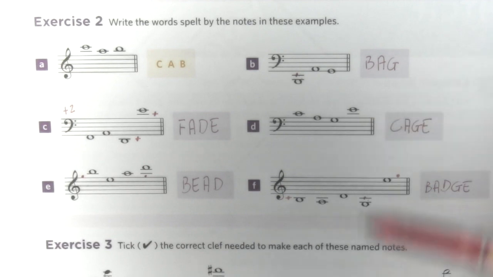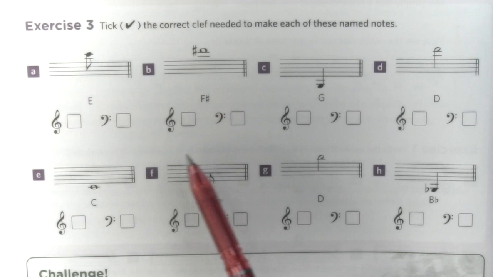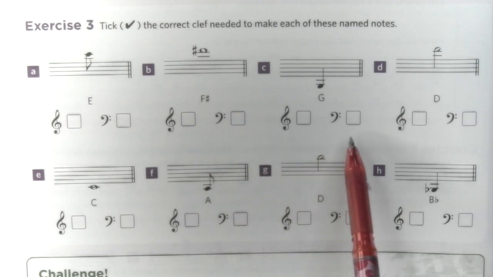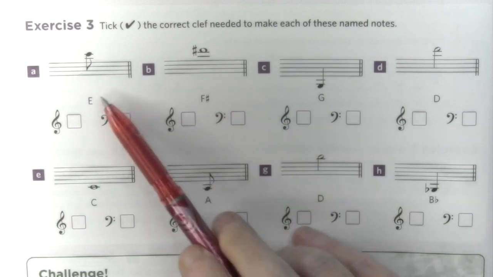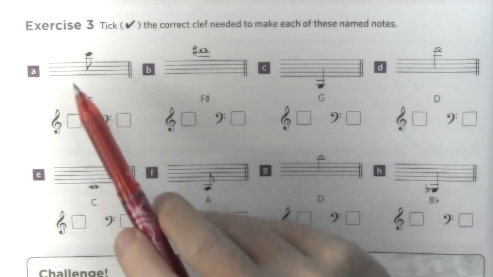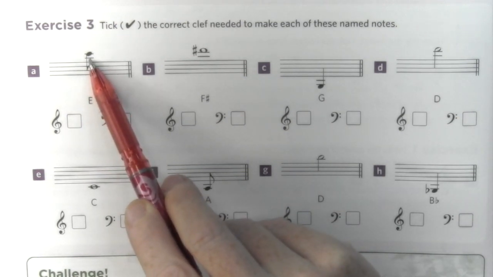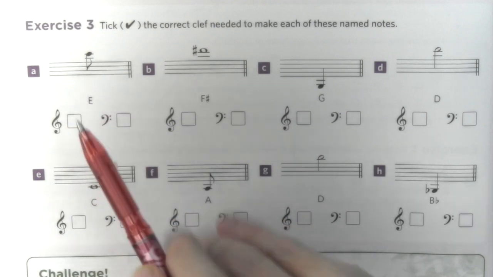Okay, let's move on. Exercise 3. In this exercise, we need to tick the box that shows the correct clef so that the notes would be called as they are on the paper. So, for example, if this note is called E, what would the clef be? Okay.